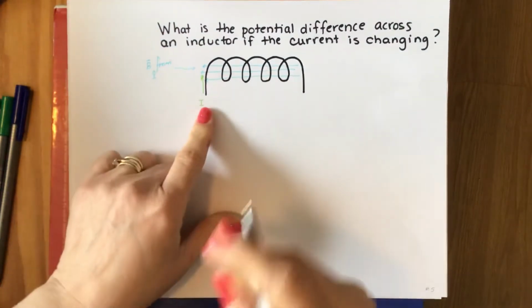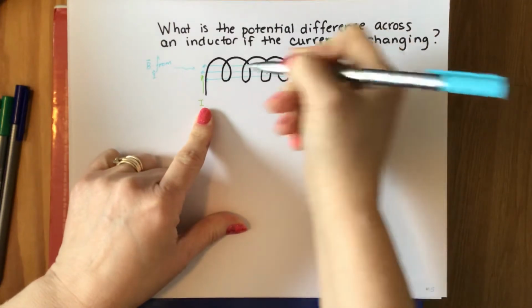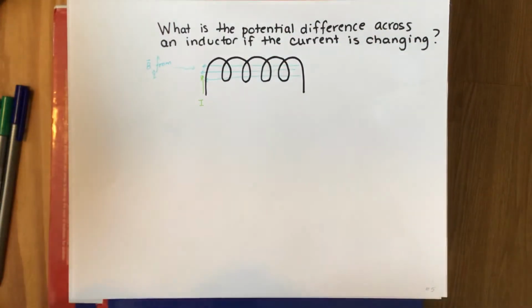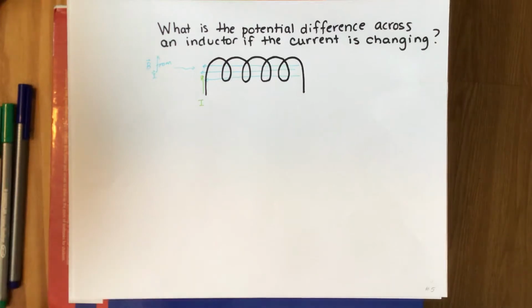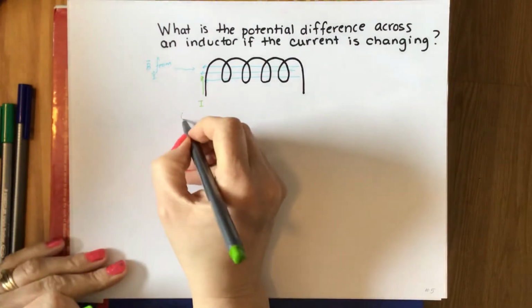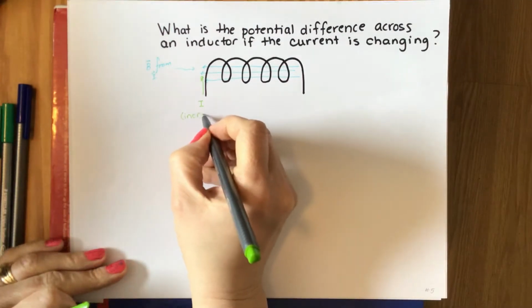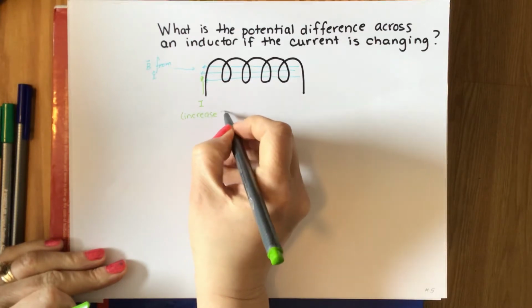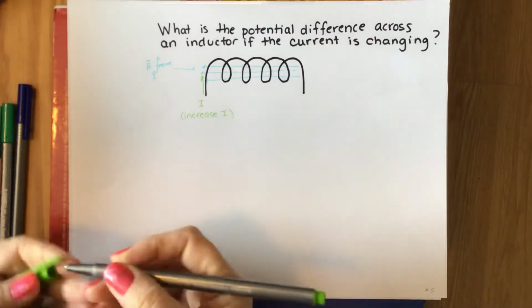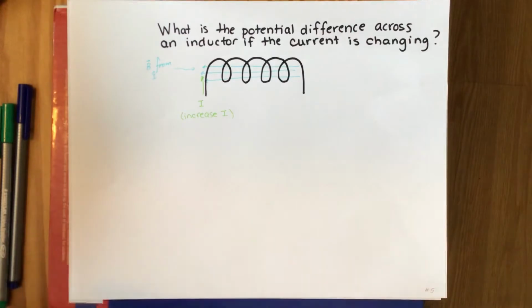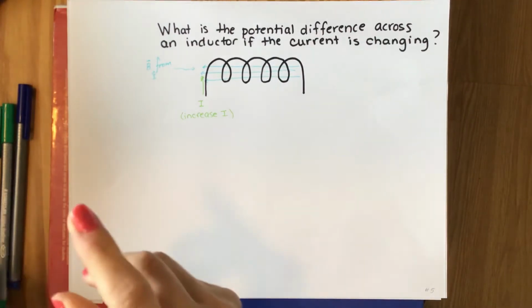Okay, so we put this current through this solenoid, it makes a magnetic field that points that way. That's stuff we've done about solenoids already. But now let's take that current and let's increase it. So we're going to increase the current I, because we're asking what happens in our circuit if we change the current. So we're going to increase current I.